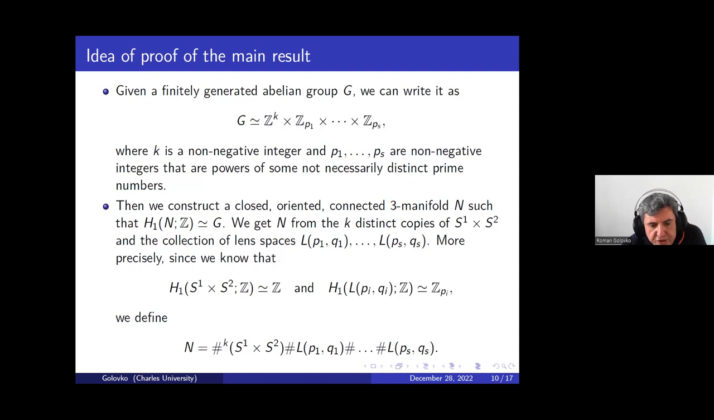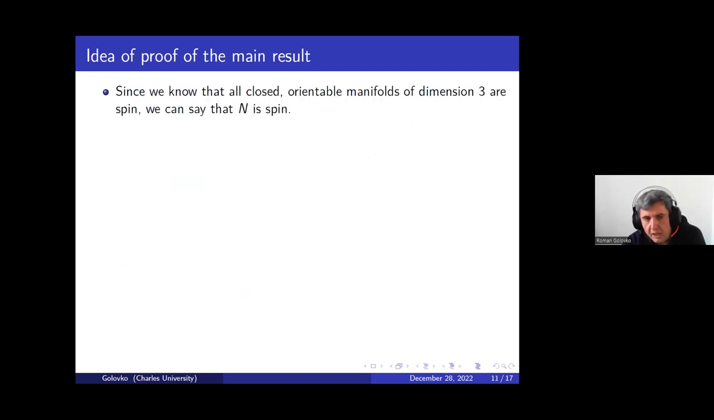And in addition, we will take a product of S1 times S2, the product of the one-dimensional sphere and the two-dimensional sphere. We know that the first homology of this is isomorphic to Z. And then we take a connected sum of all the pieces. This way we'll get a three-manifold with the property that H1 of it is isomorphic to G.